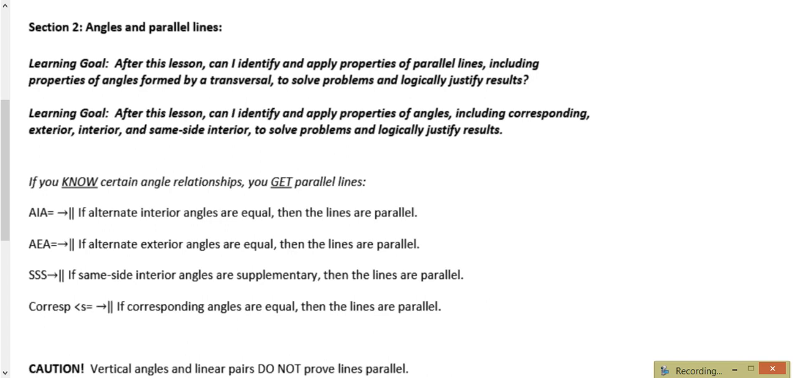Section 2, Video 1, Angles in Parallel Lines.